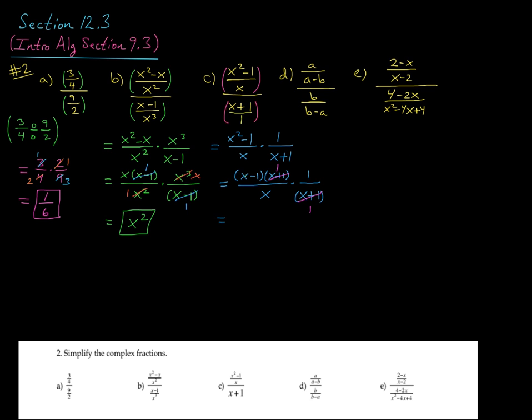And what are we left over with? Just an x minus 1 on top, because the rest of it is just our 1s. So there's that. And then downstairs, just x times 1, which is just x. And so there we go.